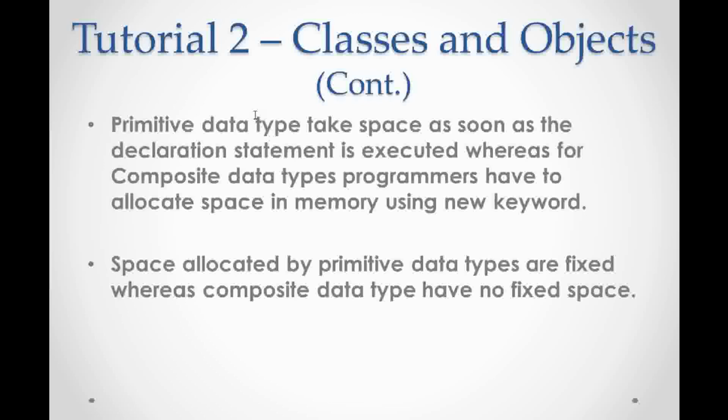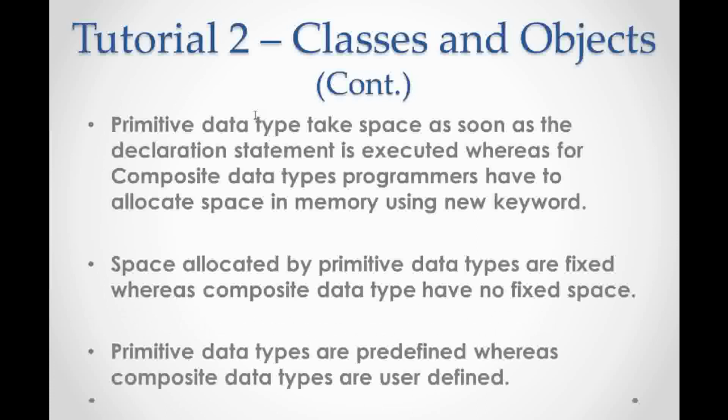Space allocated to primitive data types is fixed. It's already decided which data type will take how much space. Whereas composite data types have no fixed space. As you know, int, float, double have some fixed space with them. If you create any variable of those data types, we already know how much space they will take. But the amount of space for an object depends on the number of attributes in it. So as many attributes as you create in it, that much amount of space it will take.